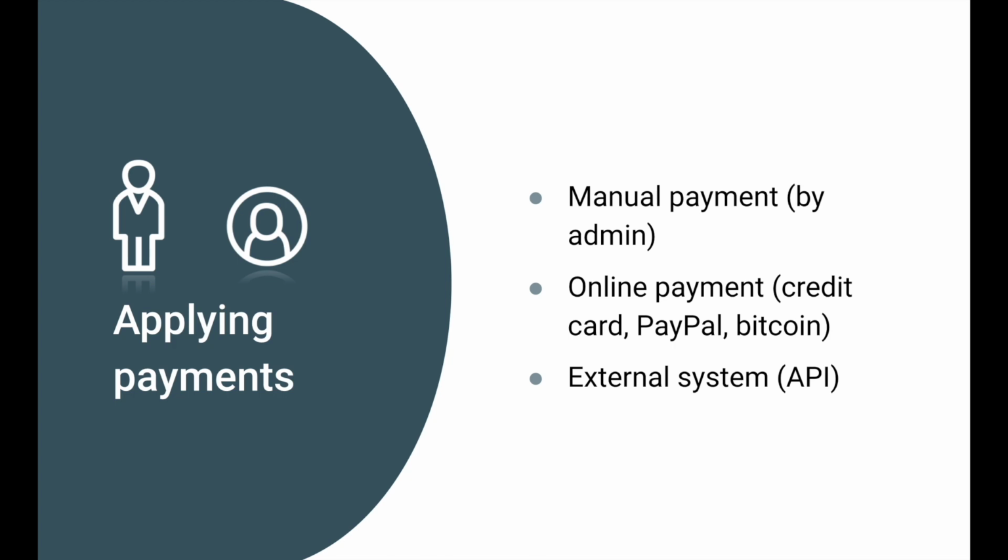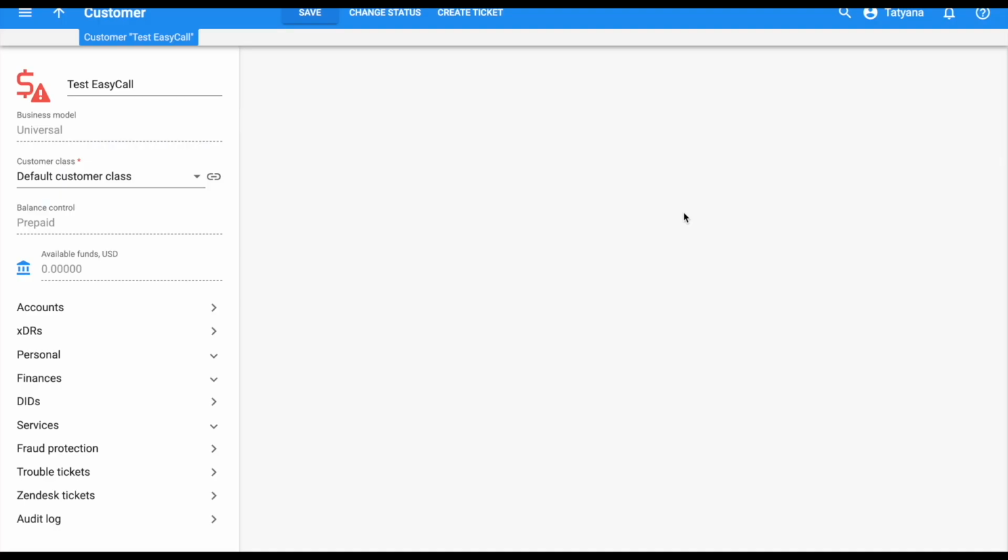The third payment type is not quite as popular as online payments. In this case, an external system will notify the PortaBilling using the API about a change in the customer's balance. This will be the case when a customer tops up their balance using a top-up terminal. Let's go to our web interface and make a manual payment.